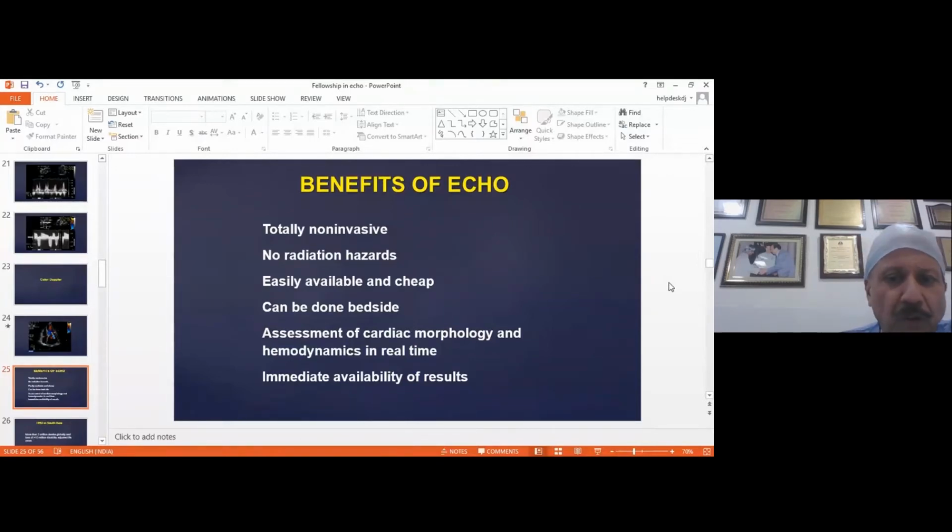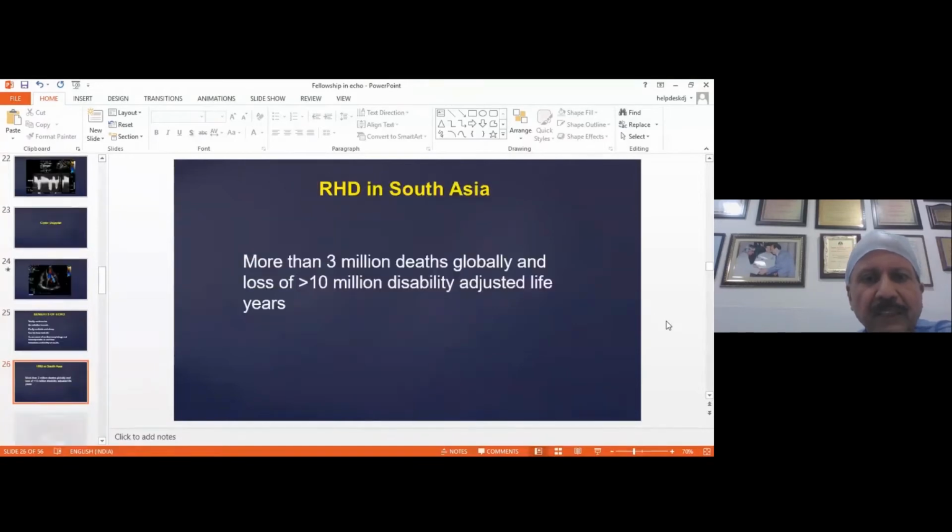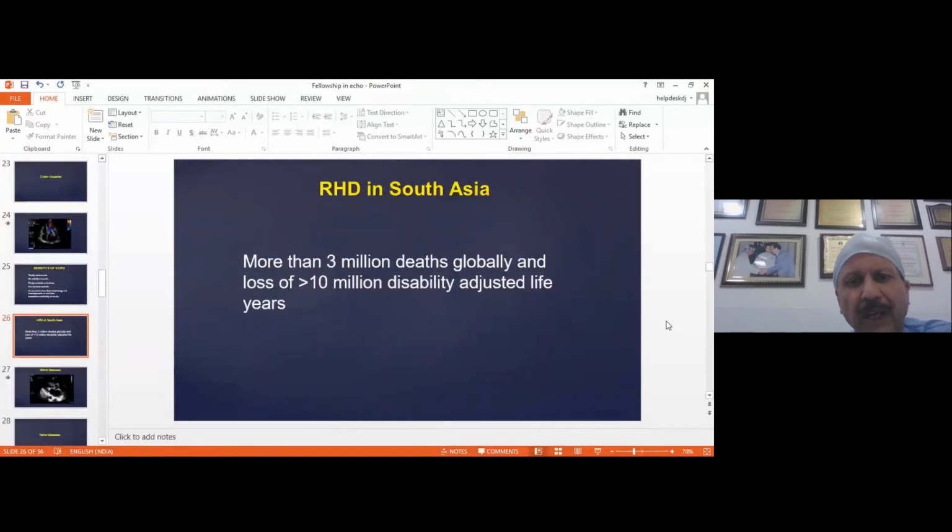Assessment of cardiac morphology and hemodynamics. That's very important. Hemodynamics in real life, in real time, is very important, and you can see the results immediately. So it's available. It's not very expensive. It can be done from the ER to the OR. You can do echocardiography wherever you wish to do it and save a person's life.